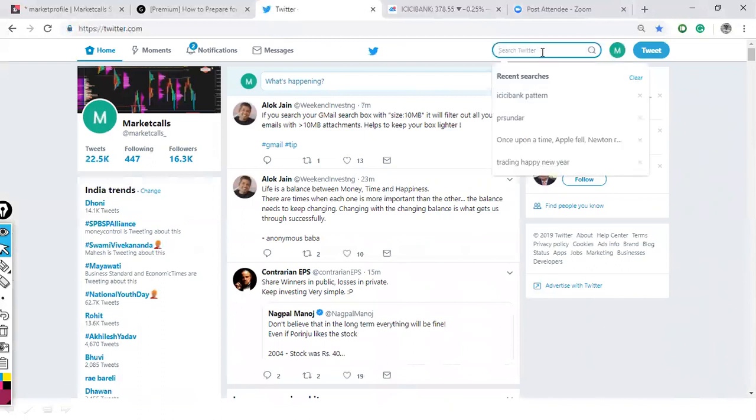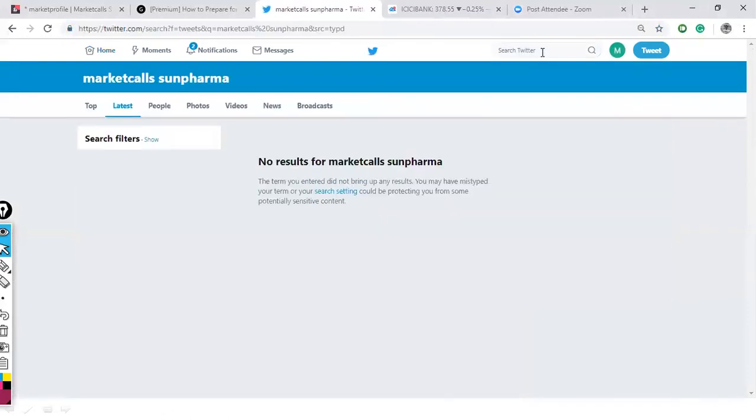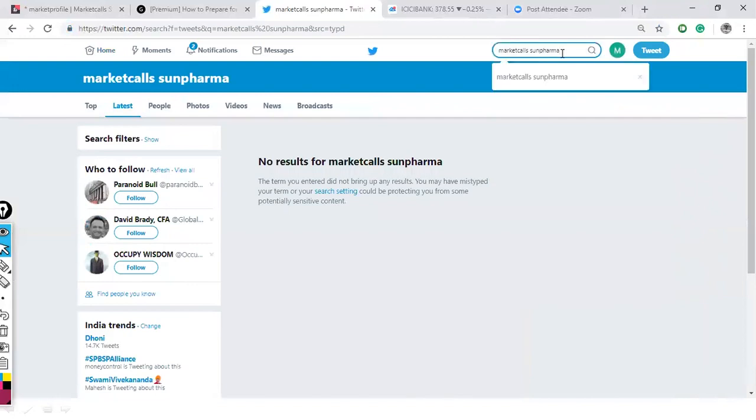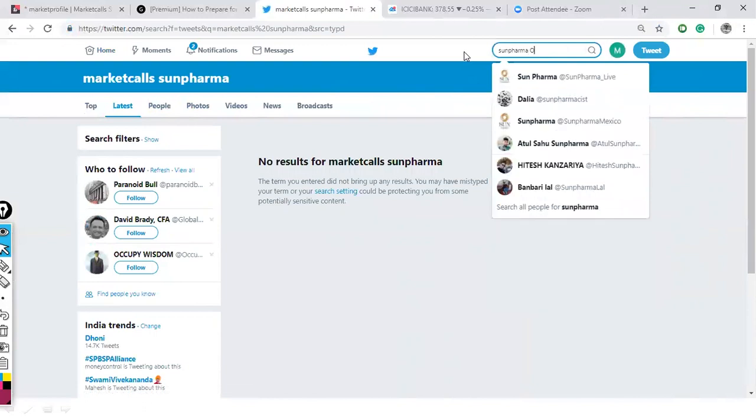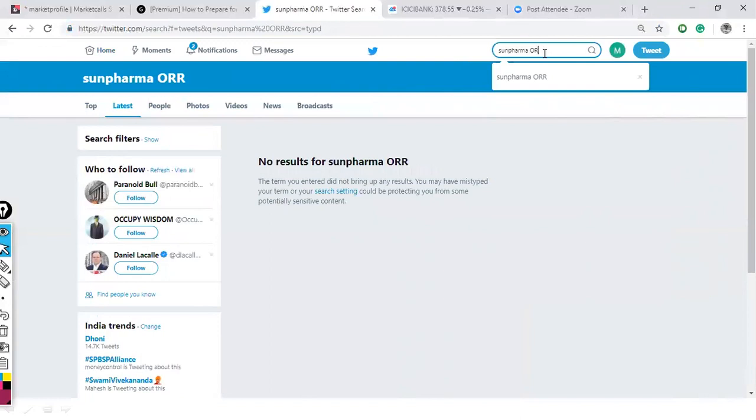So sometime back in Sun Pharma, it formed an open rejection reverse.